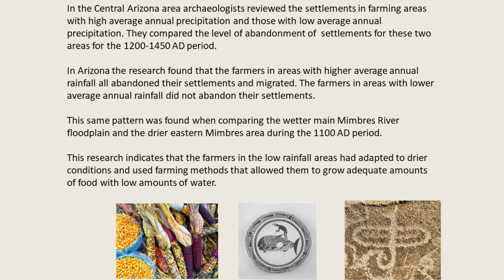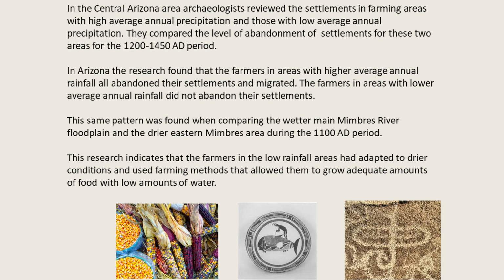They found this same pattern when comparing the wetter main Mimbres River floodplain with the drier eastern Mimbres area during the 1100 AD period. So what this indicates is that the farmers in the low rainfall areas had adapted to drier conditions and used farming methods that allowed them to grow adequate amounts of food with low amounts of water. Everybody get that?